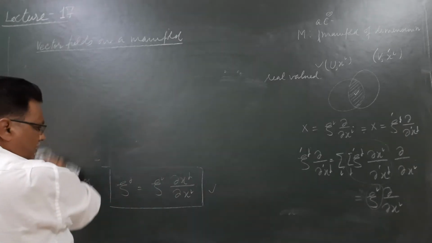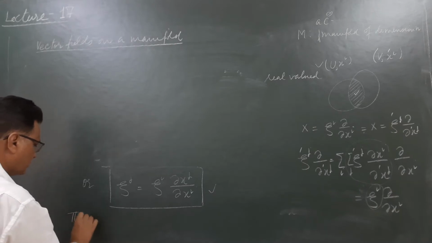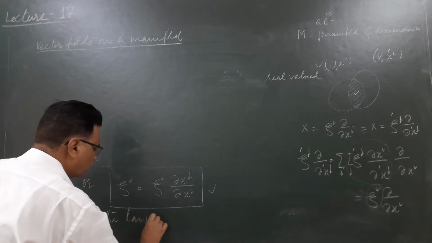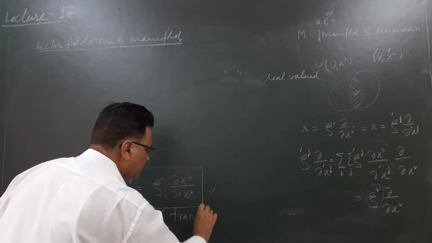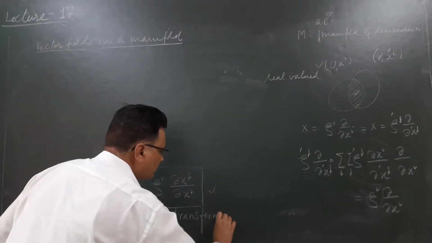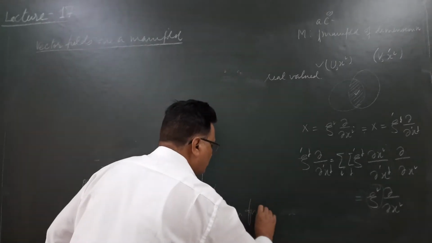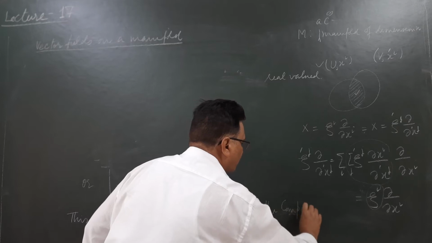Okay, so this is the law of transformation. You write down a line also. This is the law of transformation for the components of a vector field.